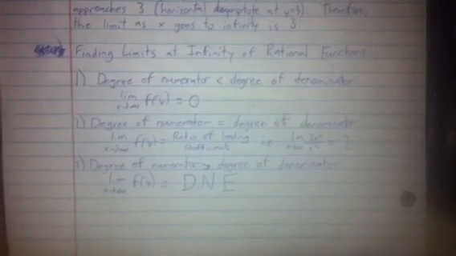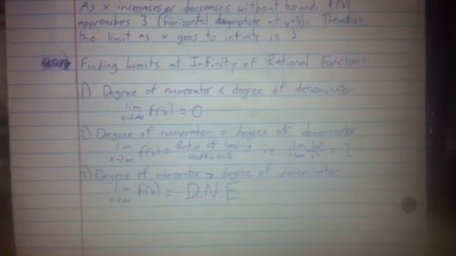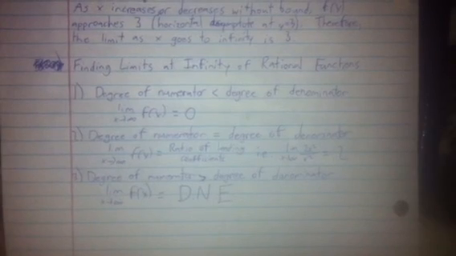And the final rule, if the degree of the numerator is greater than the degree of the denominator, just stop. The limit as x goes to infinity does not exist. If you try and find it, you are failing miserably. Please just do not try.